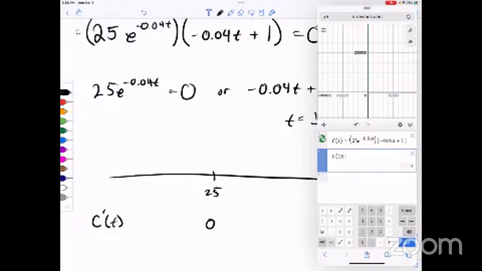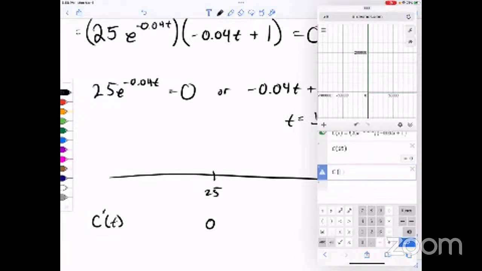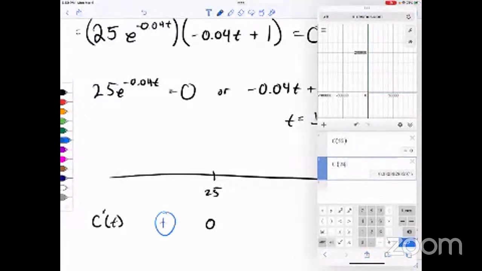So then now we want to do C of, so if we're anticipating this to be a max, if we choose an x on the left or a t on the left, then we should get a negative result. That means that, sorry, we should get a positive. That means that the original function is increasing, right? So when we put in 24, we should get a positive result. We chose something on the left, we got a positive result, so that means our original function is increasing. When we choose something on the right, we should get a negative result, which means it's decreasing. Right? That's what we're anticipating.